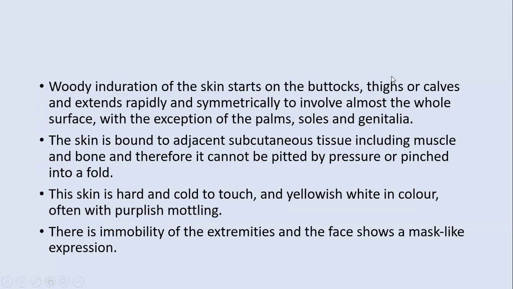Woody induration of skin starts at the buttock, then goes to the thigh and calves, and rapidly and symmetrically involves the whole surface, with the exception of palms, soles and genitalia. The skin is bound to the adjacent subcutaneous tissue, including the muscle and bone, and therefore it cannot be pitted by pressure or pinched into a fold. The skin is hard and cold to touch, yellowish white in color with purplish mottling. There is immobility of the extremities, and the face shows a mask-like expression.